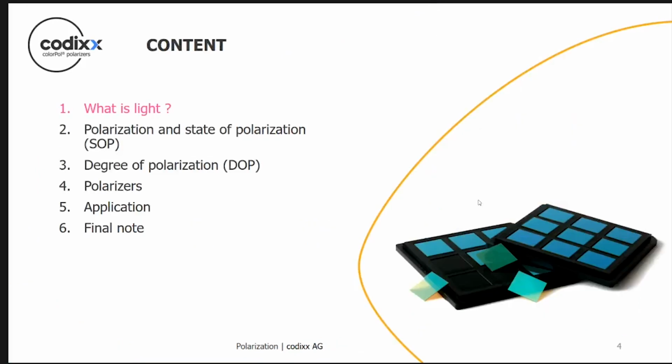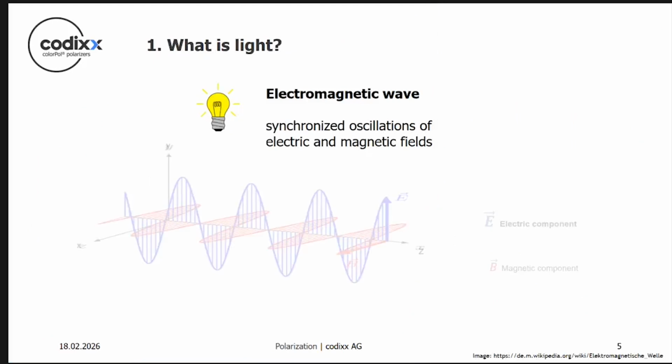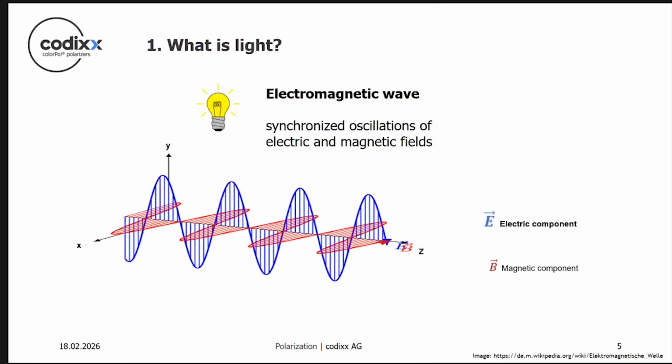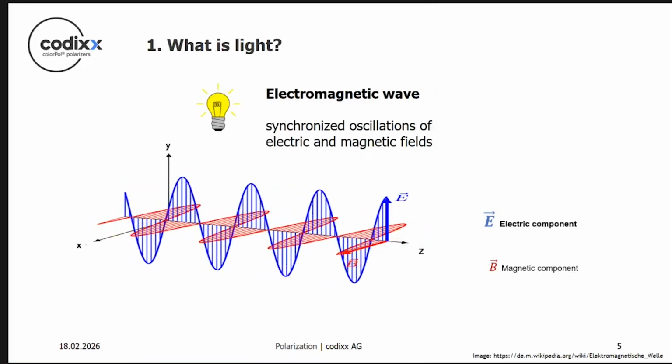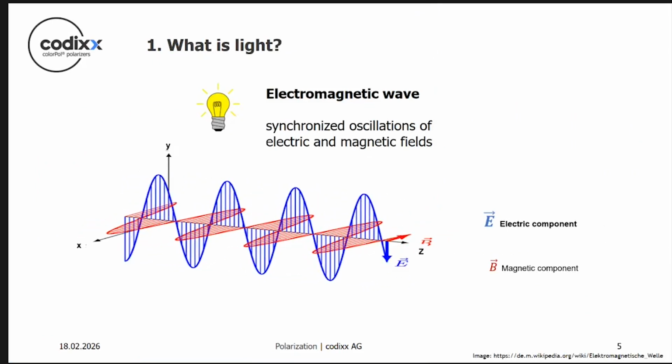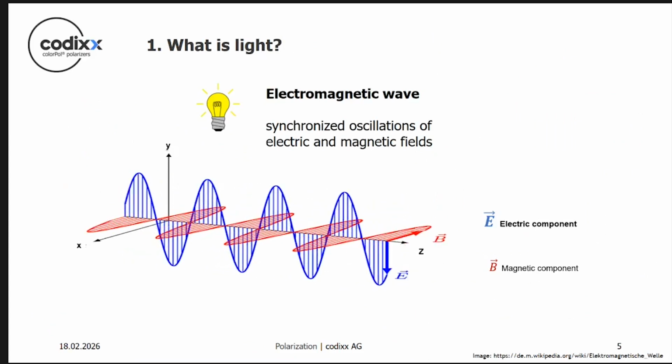So let's get started. What is light? Light can be described as a transverse electromagnetic wave that oscillates transversely to the direction of propagation. It makes a little more sense if we look at an animated graph. Here you can see the electric component and the magnetic component oscillating along the z-axis.